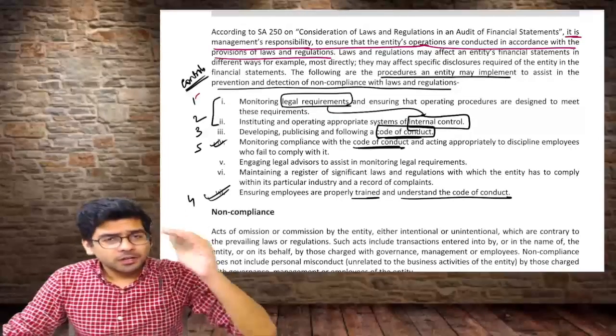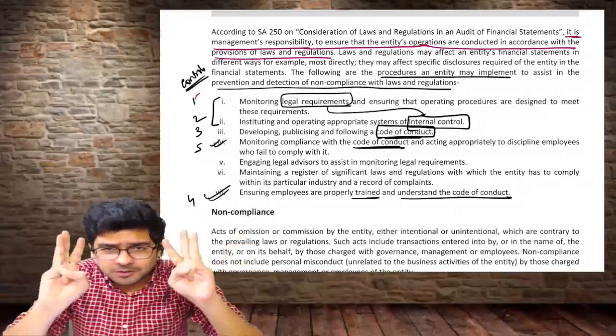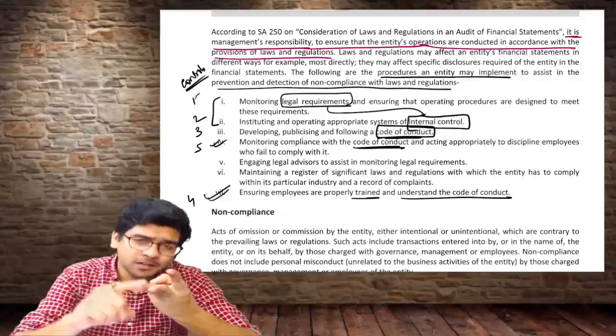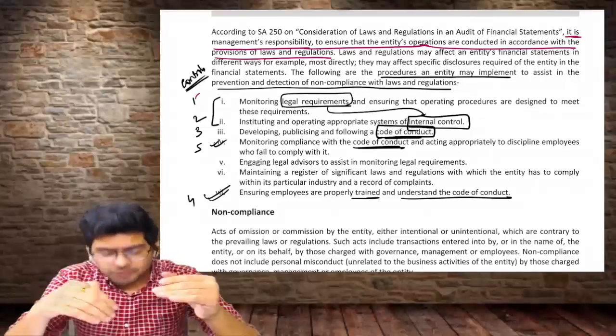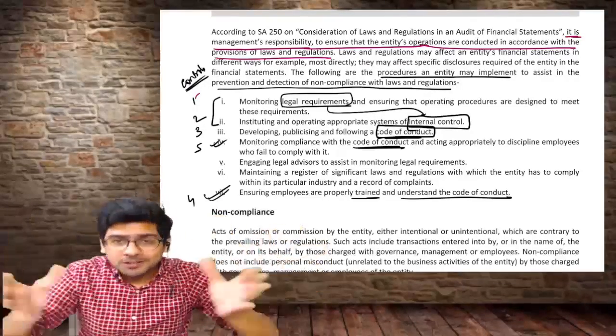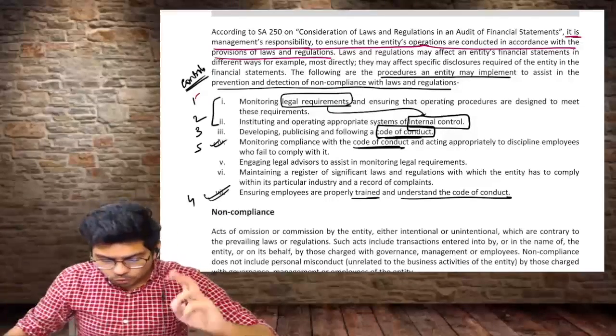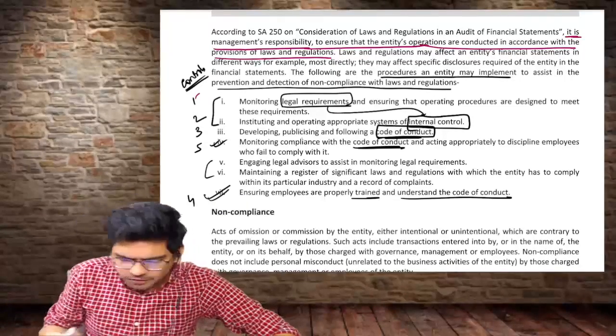Are you able to understand? Third, fourth, and fifth, all three points are with respect to the code of conduct. First they develop it, then they communicate and train people accordingly, and then thirdly, as in my 5th point, they monitor whether employees are adhering to the code of conduct or not. Okay, 5 points done. 2 more points. Now 6th and 7th, very simple.